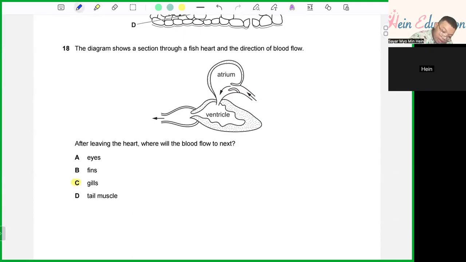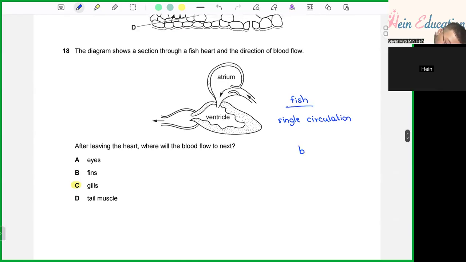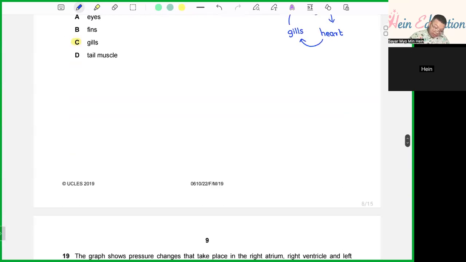So if you remember, fish have single circulation. So we have body, body to the heart, heart to the gills for gas exchange, and it will go back to the body. So the answer is gills.